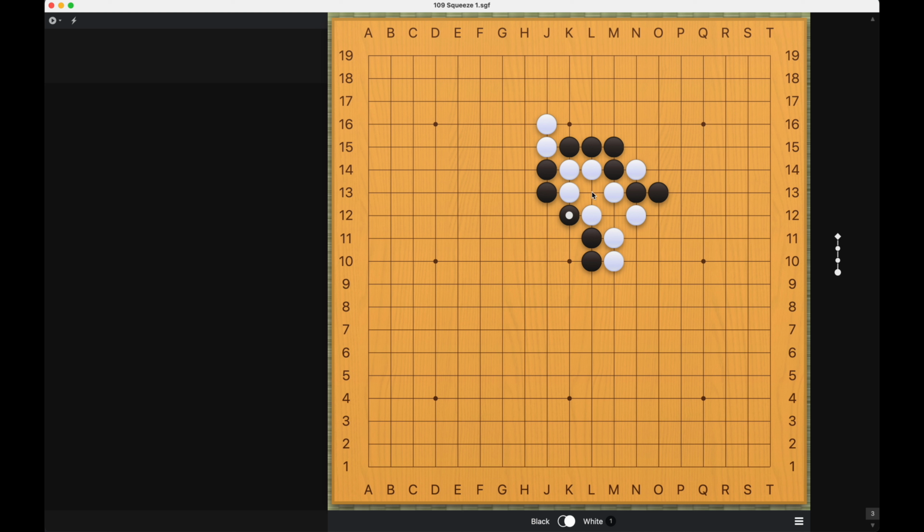If white connects here, then black captures these 6 white stones. If white connects here, then black can capture these 3. So this first move, the throw-in into the tiger's mouth, is absolutely crucial to any squeeze move.